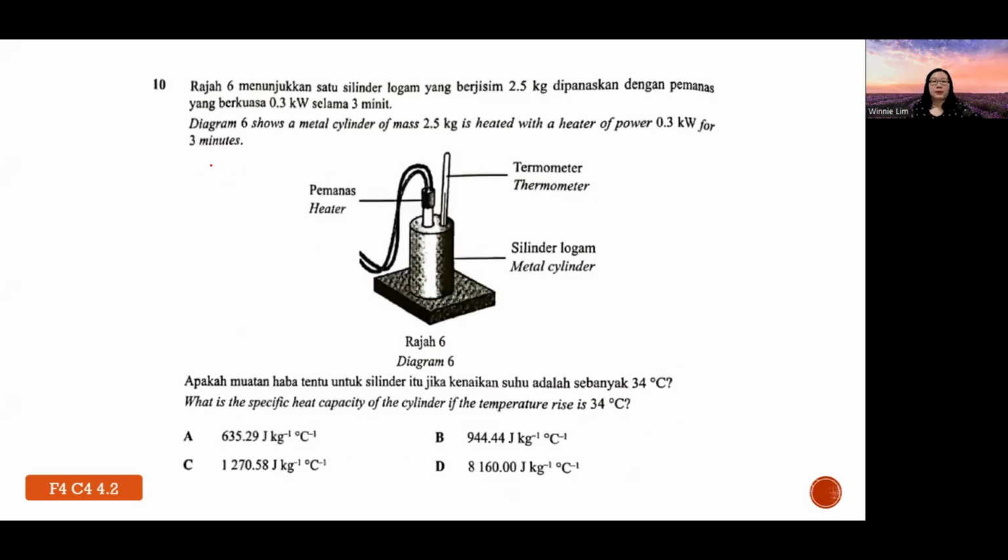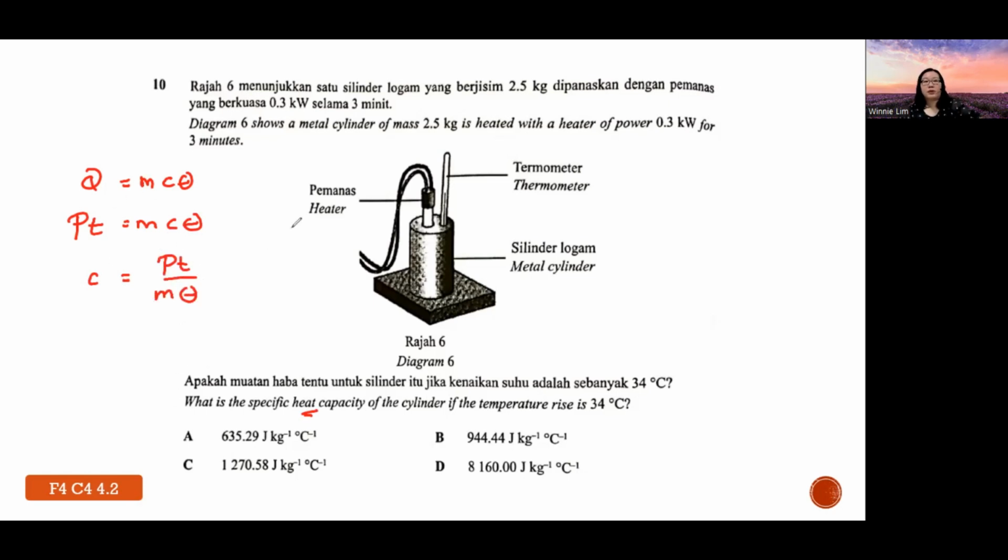Question 10. Diagram 6 shows a metal cylinder of mass 2.5 kg heated with a heater of power 0.3 kilowatt for 3 minutes. What is the specific heat capacity of the cylinder if the temperature change is 34 degrees Celsius? So this is under specific heat capacity. The general formula is Q equals mcθ. If you are using a heater, that means it's electrical energy, so you can change to Pt equals mcθ. In this question, they want you to find the specific heat capacity, so I normally ask students to rearrange so that c becomes the subject. You have c equals Pt over mθ.